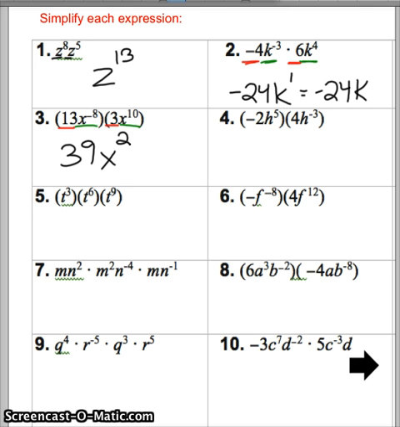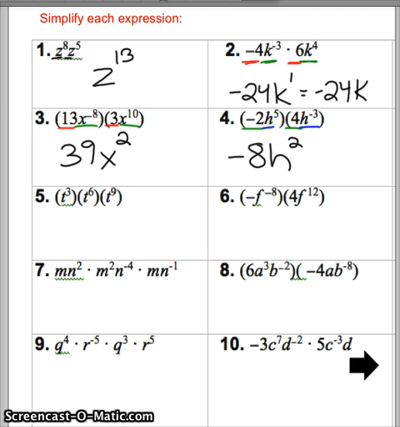For this next one, again, deal with the coefficients. Negative 2 times 4 gives us negative 8. H to the 5, h to the negative 3. Add the exponents. 5 plus negative 3 leaves us an h squared.